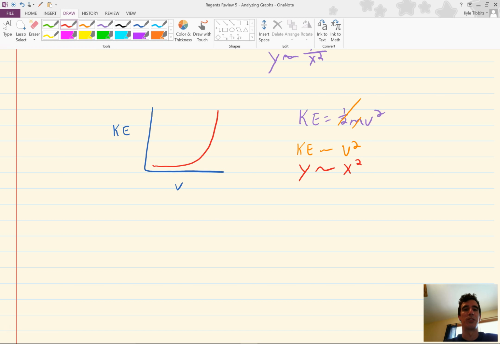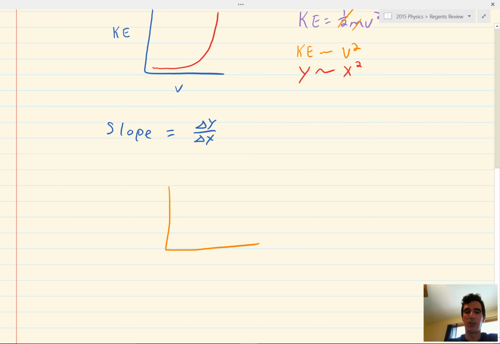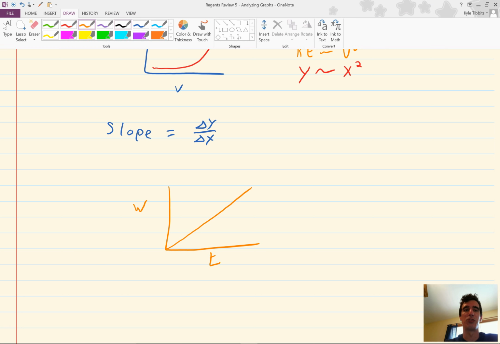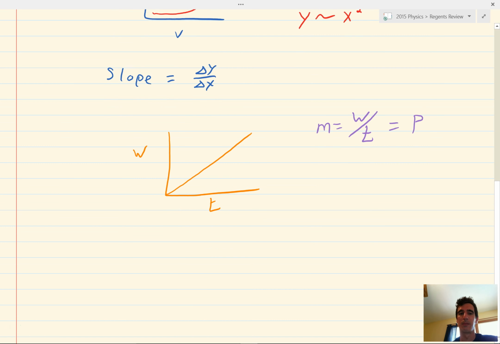Sometimes you're asked, what does the slope mean of the graph? And we have to remember that the slope is equal to the change in y over the change in x. So for example, if we had a graph of work versus time, and we were asked, what does the slope represent? Well, we know the slope is change in y over change in x. In this case, the y-axis is work. The x-axis is time. We look at our reference table, and work divided by time is equal to power. So that's how we determine the slope of the graph.